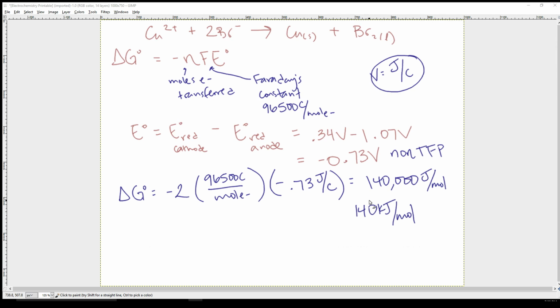That's that one. Does it make sense that it's positive if this is non-thermodynamically favored? Yeah, it's positive. For Gibbs free energy, negative means spontaneous and positive means not. So this one is non-thermodynamically favored. So check, it makes sense. They're both non-thermodynamically favored numbers. Wonderful.